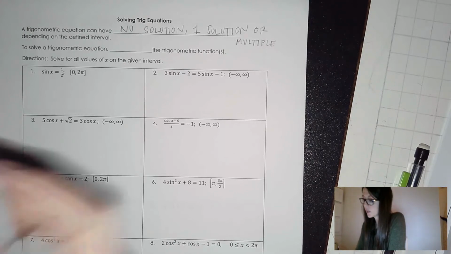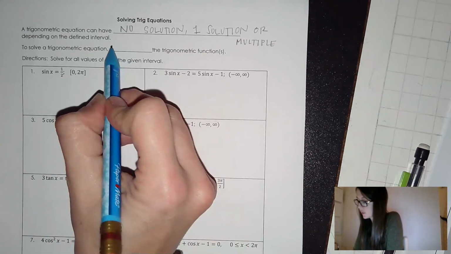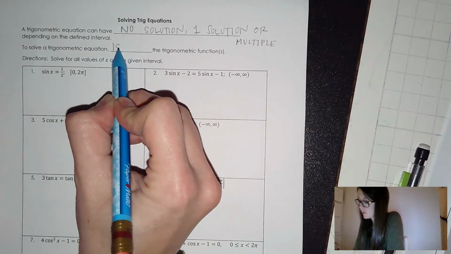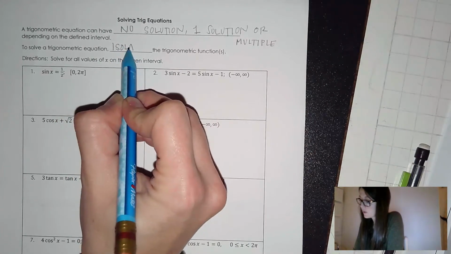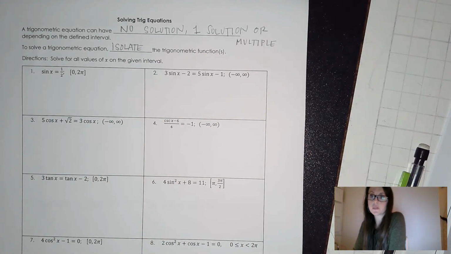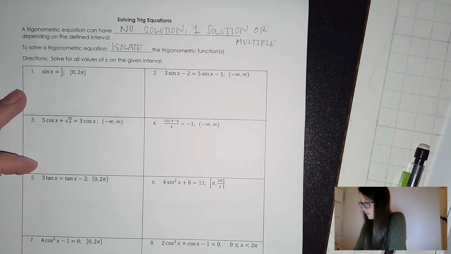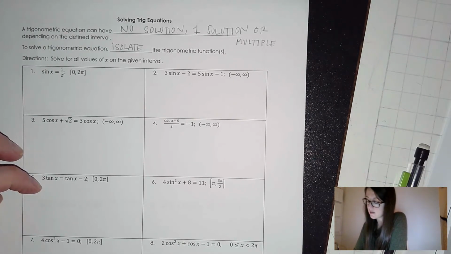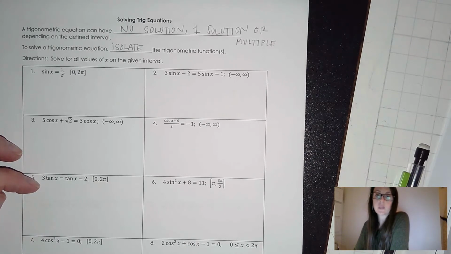Okay, so to solve a trig equation, we want to isolate the trig functions. When we isolate it, we may have to use some identities. So that's what we're going to do as well. We're going to do basically this first page today, and then tomorrow do the back page, and that's going to be more of your identities page.